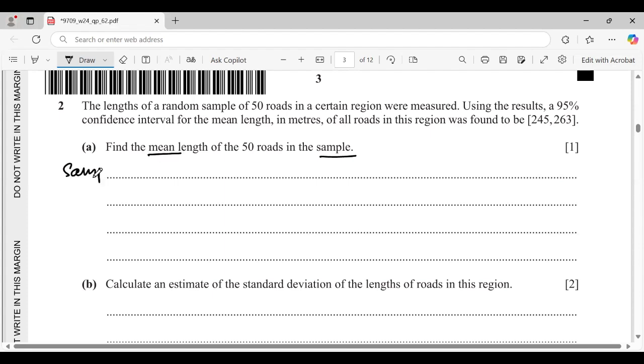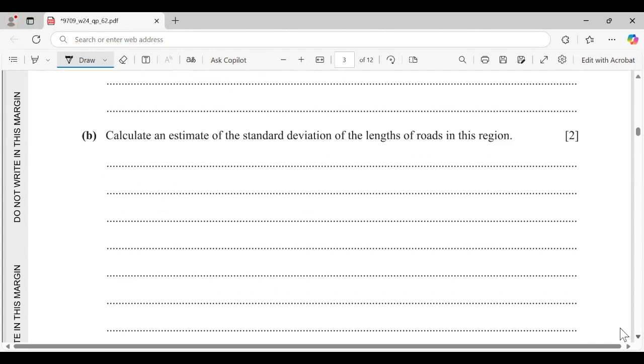Sample mean equals 245, this number, plus 263, this number, divided by 2. And the result is 254 meters. Next, B. Calculate an estimate of the standard deviation of the length of roads in this region. We will find the standard deviation.